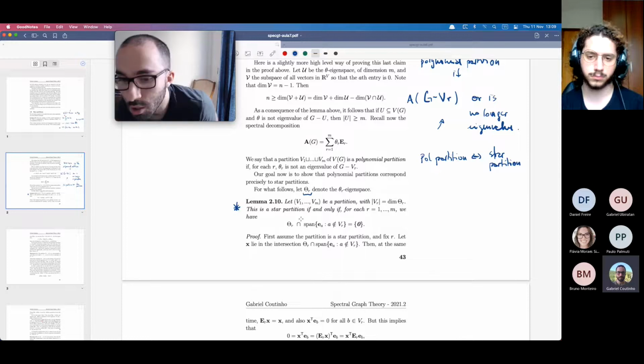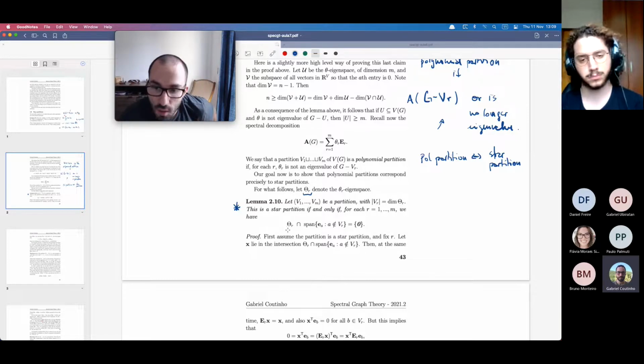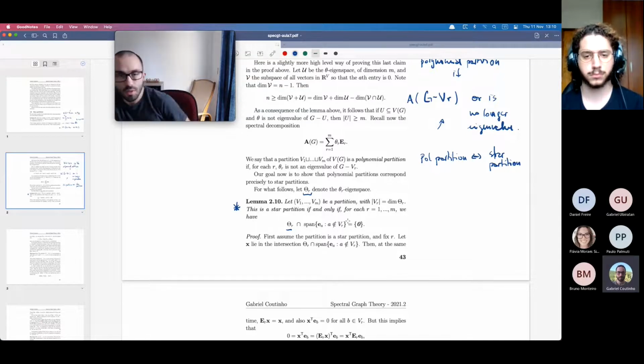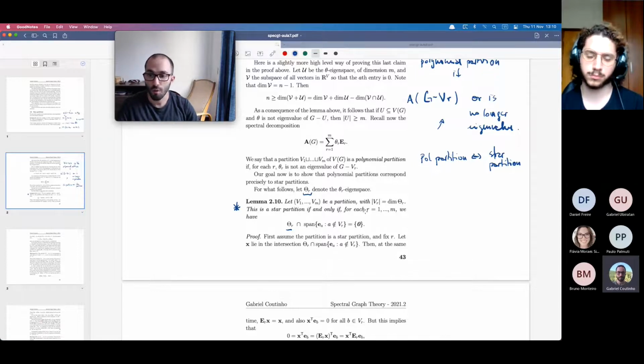All right, so these are two subspaces. This is the theta r eigenspace, and this is the span of the vertices outside of the V r. And of course, because these are subspaces, they always contain the vector 0. But I'm saying that if this intersection is equal to the vector 0 for all r, then this is a star partition. All right.